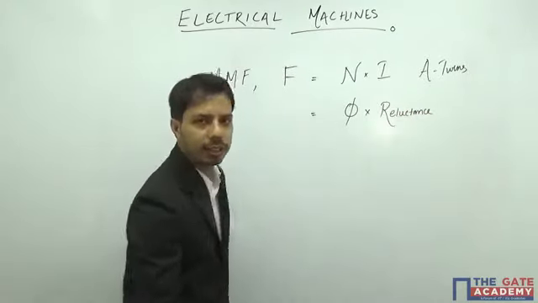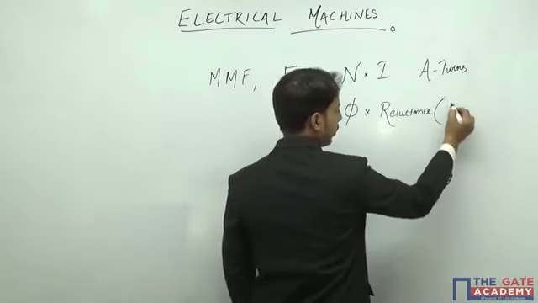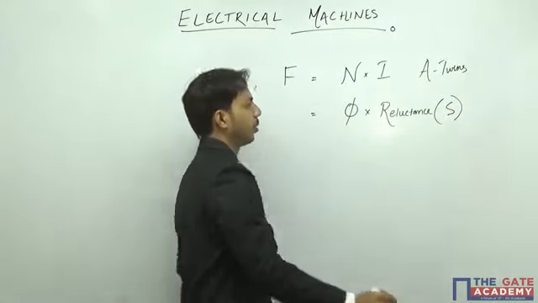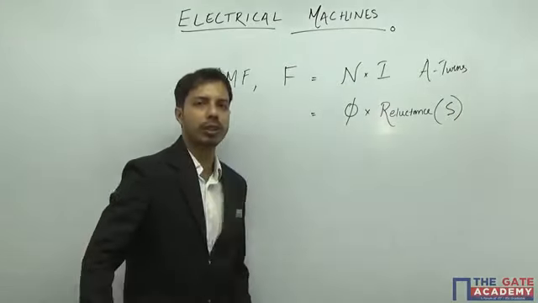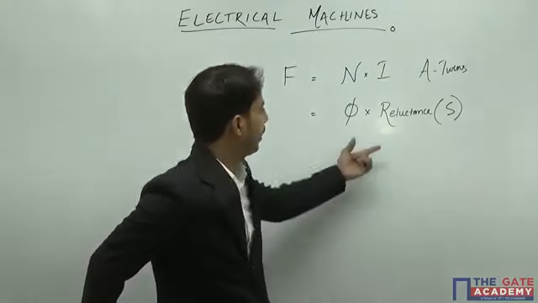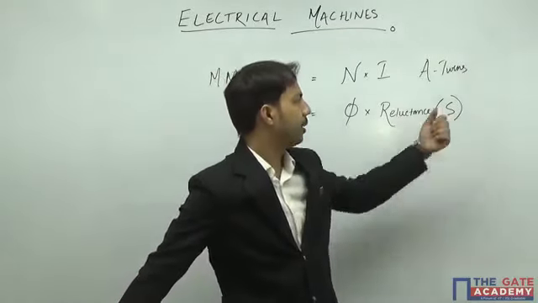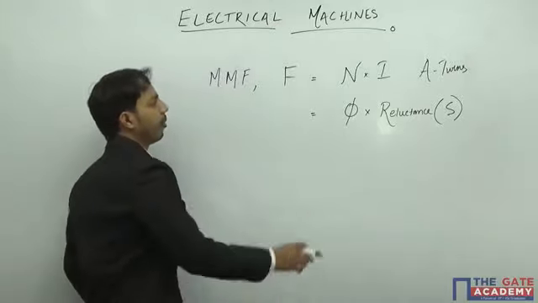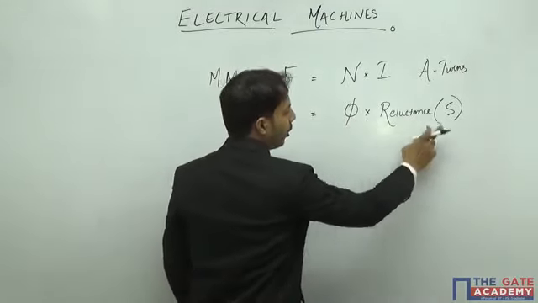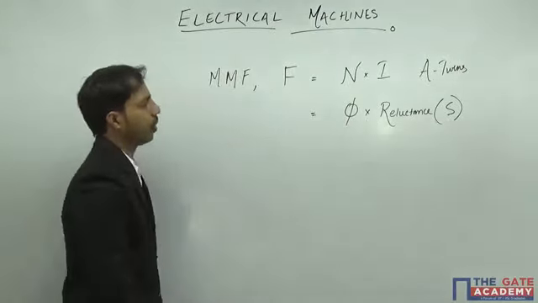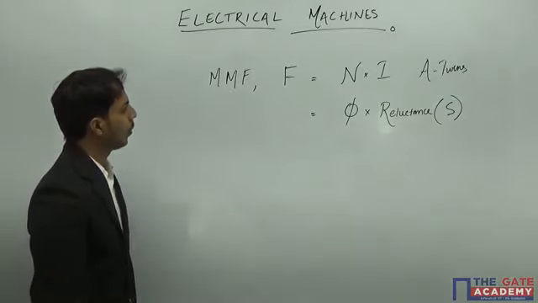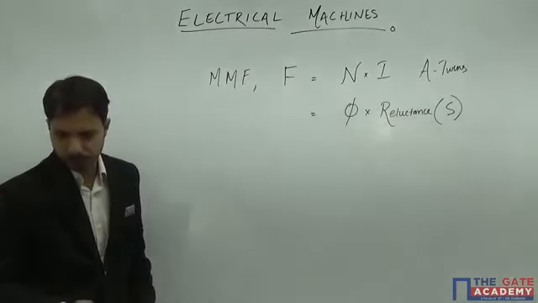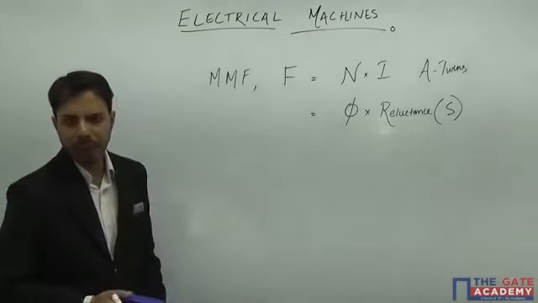We can denote the reluctance as S, so that we do not confuse it with the resistance R. So F is phi into S. This is all about MMF.